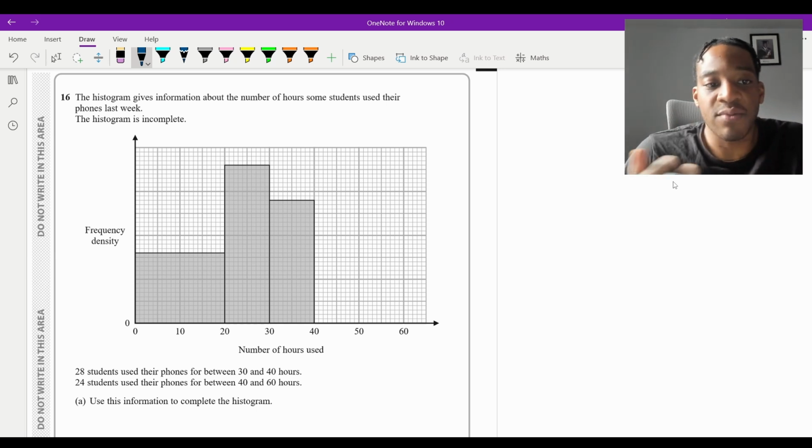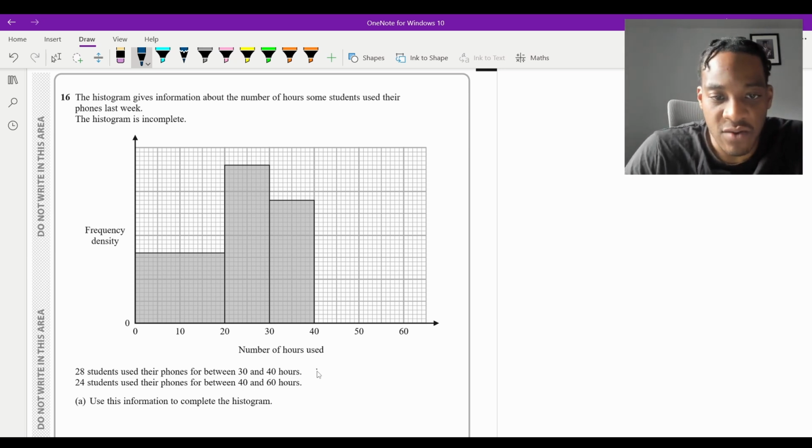All right, so whenever you're trying to complete the histogram, you obviously need to have the frequency density axis labeled, don't you? Now, we don't have that, but they have given us a bit of information. I've got number 1 here, I've got number 2 here. Something you should always remember when dealing with histograms is that the area of any bar represents the frequency.